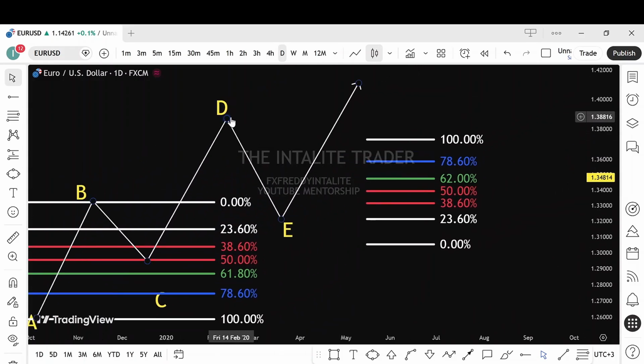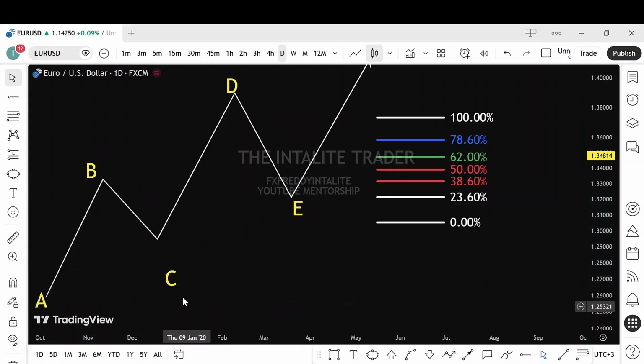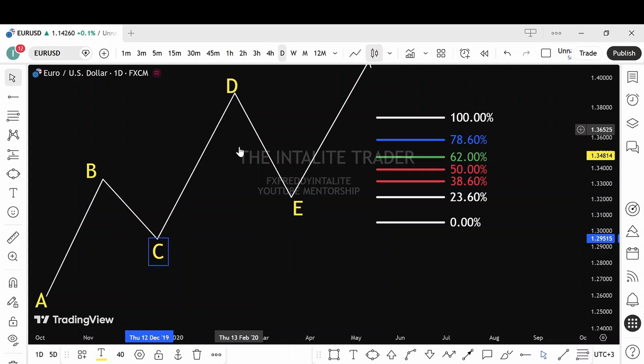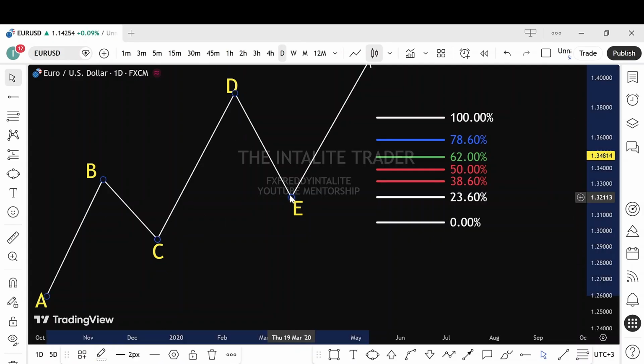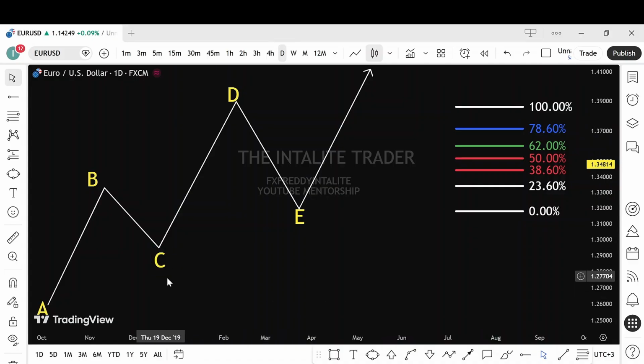The same thing applies to this D to E. From the swing low, 100 will be here. This is 100% because our goal is to measure the retracement of this impulsive move that was made. How far is price going to retrace? Then this instrument, we attach it on the swing low. This is the swing low and this is the swing high.